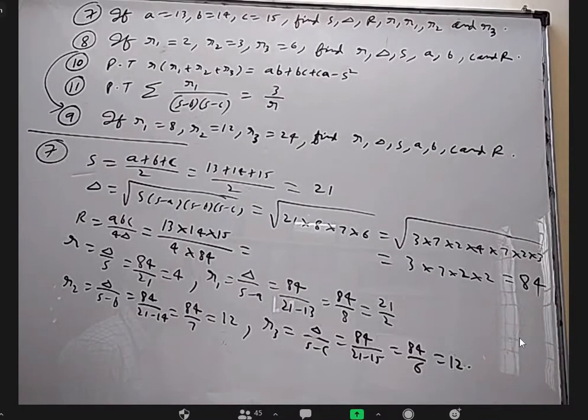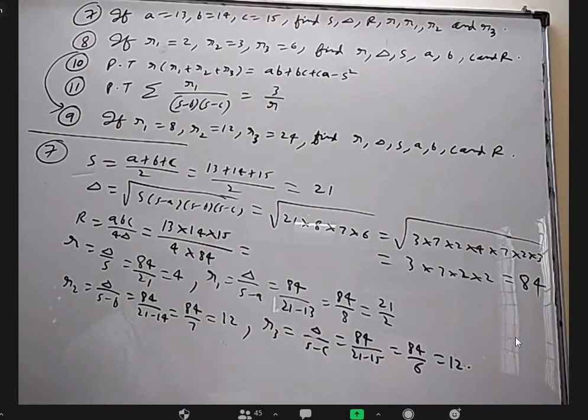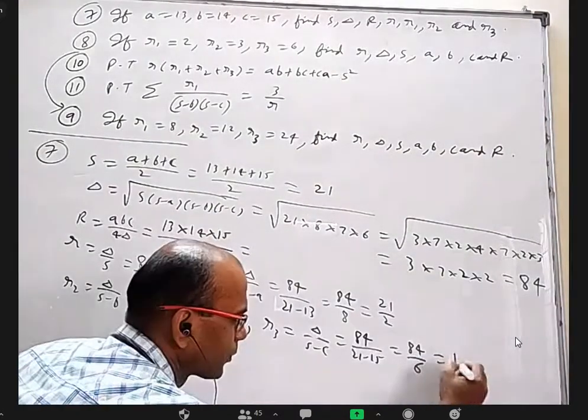Excuse me, sir. R3 is 14. R3 is wrong. Okay, okay. Instead of 12, it is 14. Thank you.